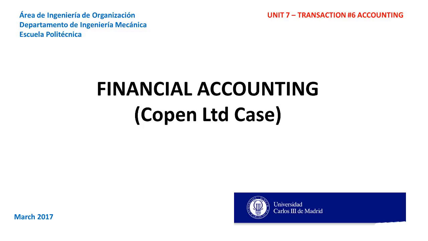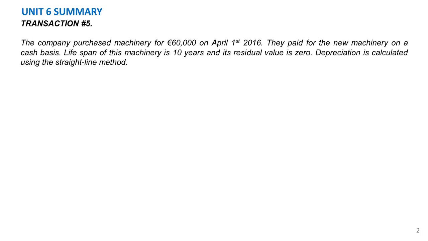Throughout 2016, Copen sells its products. In this unit, we are going to analyze and post this transaction. Before that, let's recall the previous unit. It focused on the analysis and posting of the purchase of machinery on April 1st, 2016.